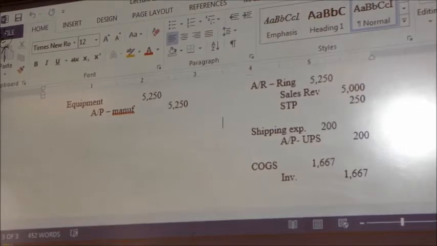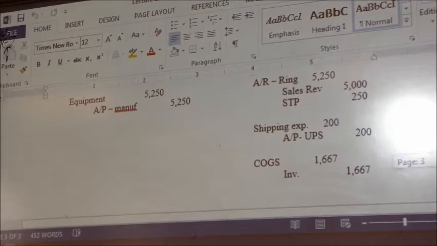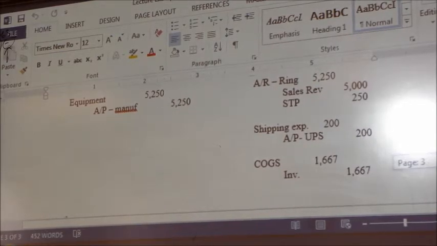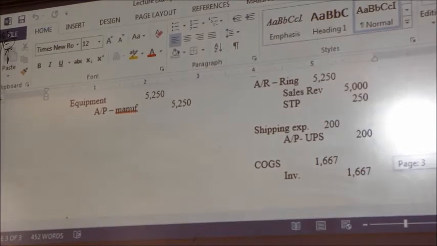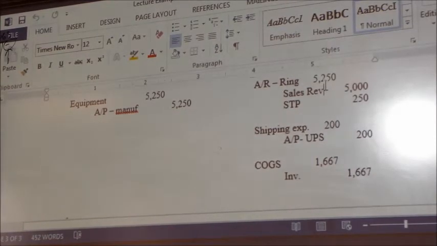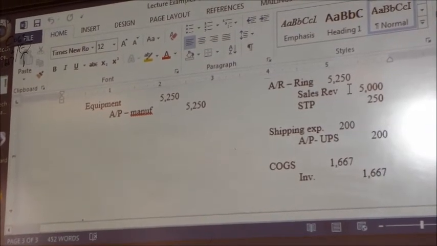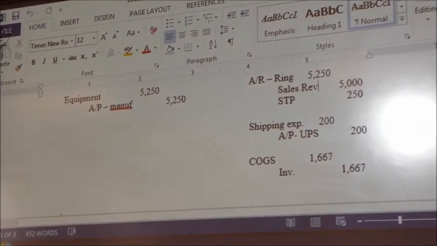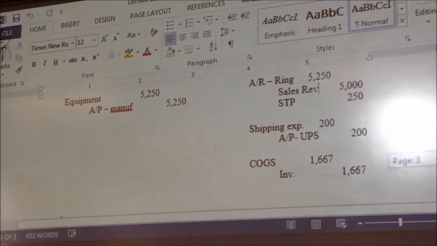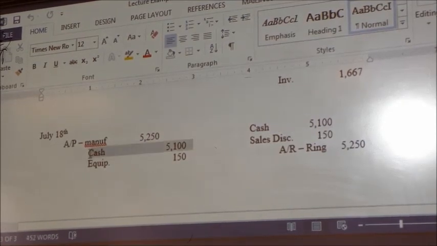Brad, how much is Ring Bling going to pay? How much did the manufacturer collect in cash on the 18th? It would have been 5250, wouldn't it? Typically, yes, it would have been $52.50. But when they got the check on the 18th, they got it for a little bit less. Remember, we offered them a discount? So, Maria, what'd you say? How much is it? 5,100. 5,100, yeah. Cash coming in, same as what Ring Bling paid out.